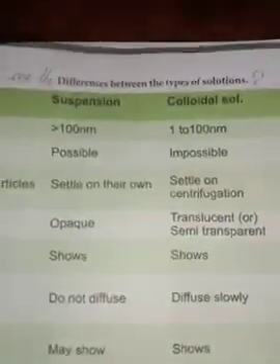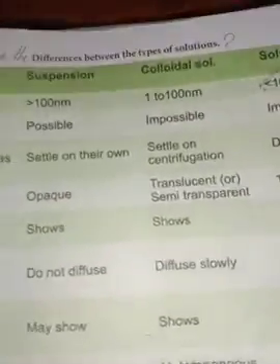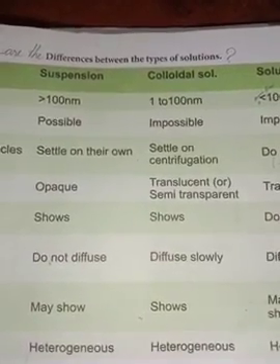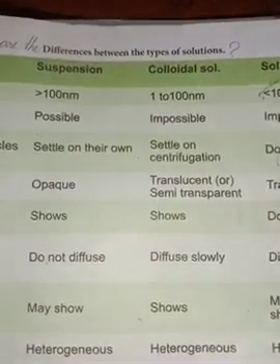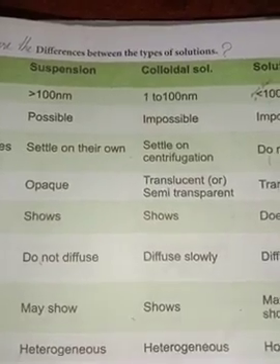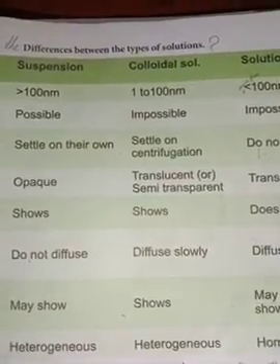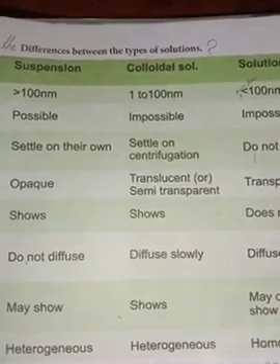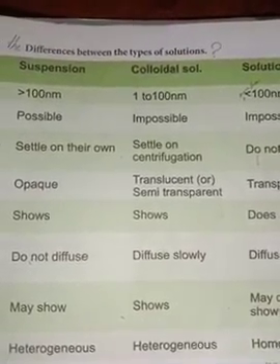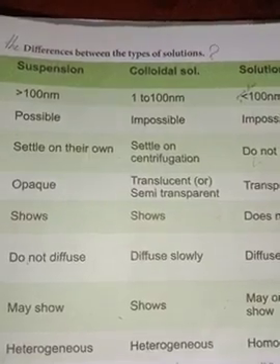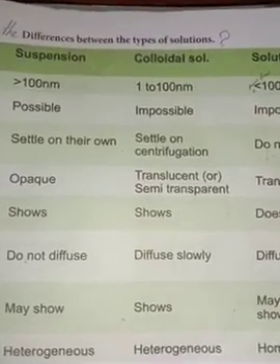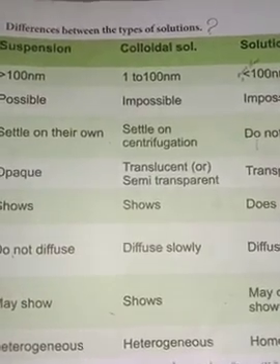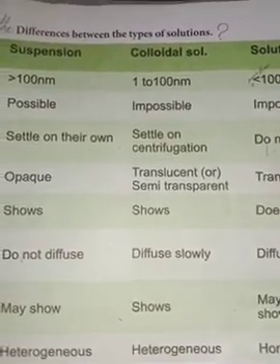Next, one more question. This is a book inside question. What are the differences between the types of solution? Here there are nearly 7 or 8 points. Learn the first 5. It is a very important, often asked question. Compare the properties of true solution, colloidal and suspension. This is a commonly asked question. Learn the first 5 points.